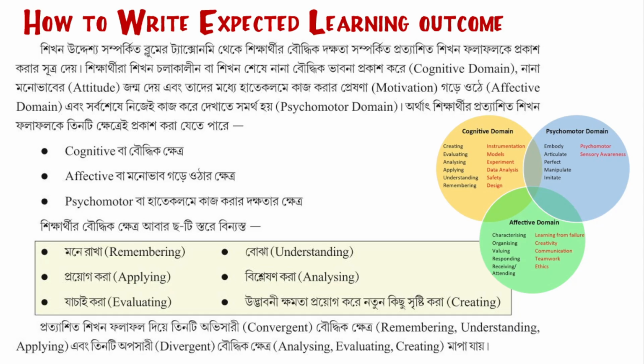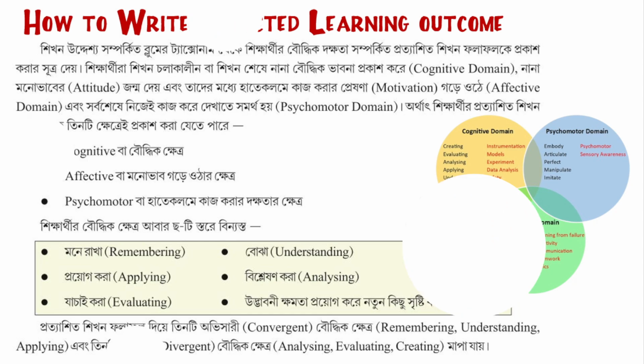Now, how do we write learning outcomes? Before doing this, we need to remember the revised Bloom taxonomy. It is a helpful framework that organizes learning into three domains, that is the cognitive domain, affective domain, and psychomotor domain. Each level has specific action verbs that we can use to write our learning outcomes clearly. In this video, we will specifically focus on the cognitive domain.